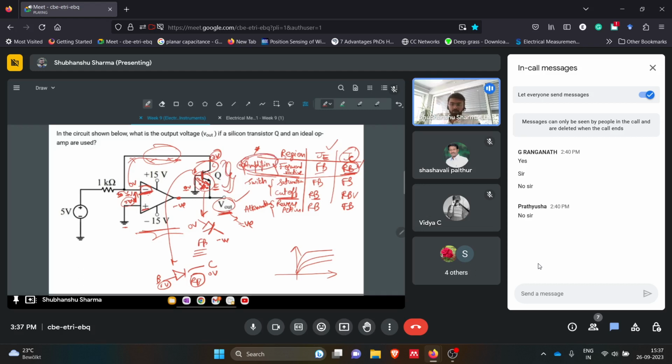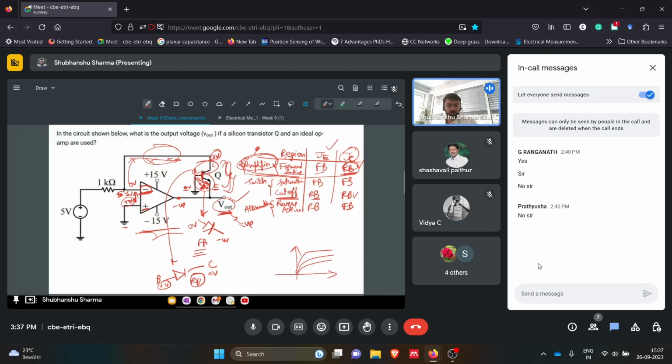So the motive behind all this story is that you should know in which region the transistor is working in that particular circuit. That is the important thing. Once you know that, then you can proceed with the further question. If there is some complex circuitry involved with a transistor, then also you can solve that.